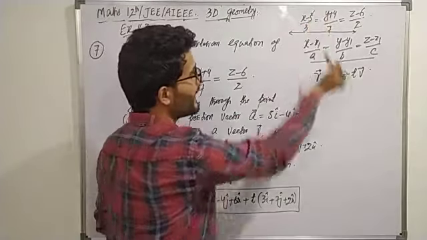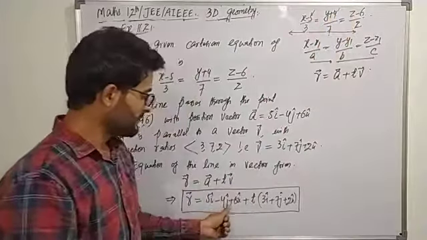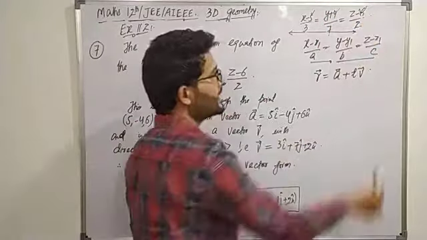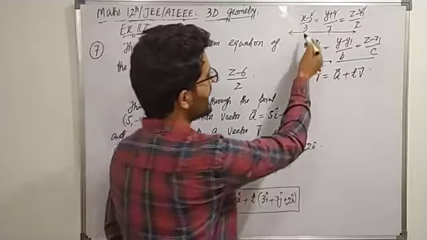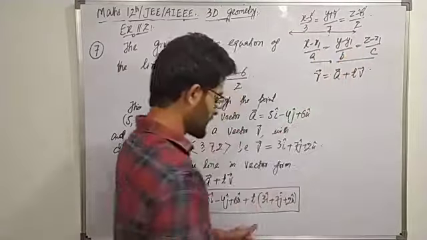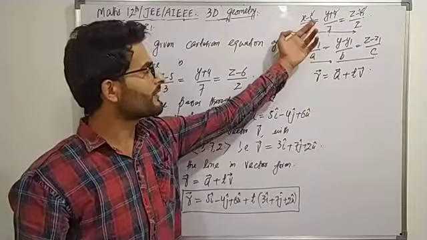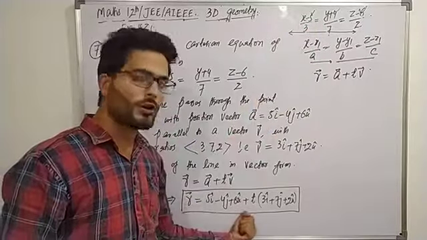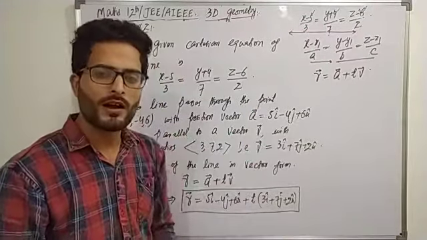So 5i minus 4j plus 6k plus t times the scalar, yes, 3i plus 7j plus 2k. So 3i plus 7j plus 2k. So from the vector equation or from the Cartesian equation you can directly locate the vector equation, and from the vector equation you can directly locate the Cartesian equation.